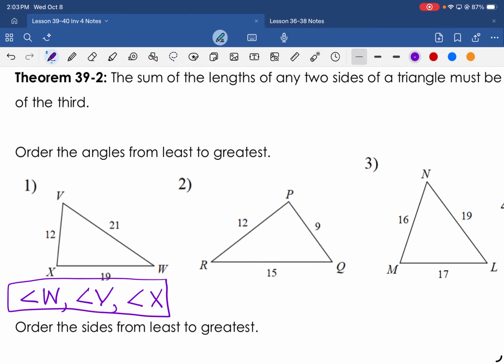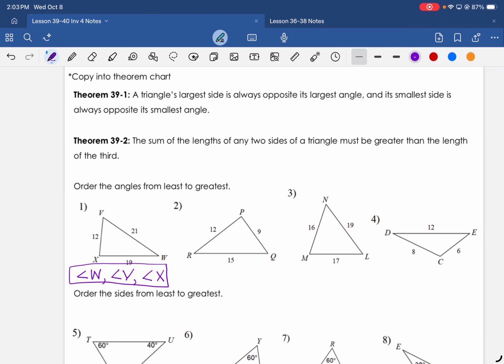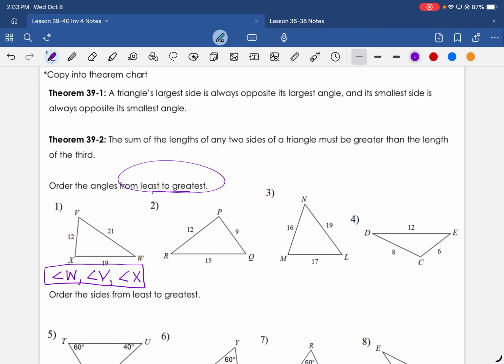Would you please take a couple seconds to do 2 through 4, same way, least to greatest?